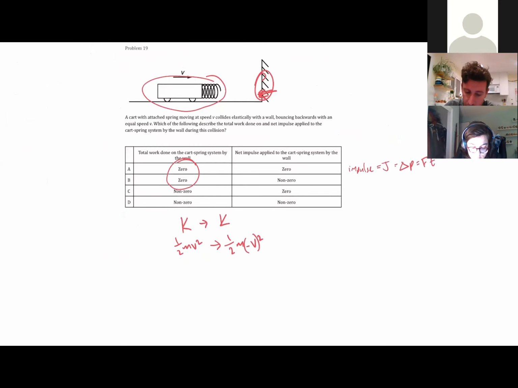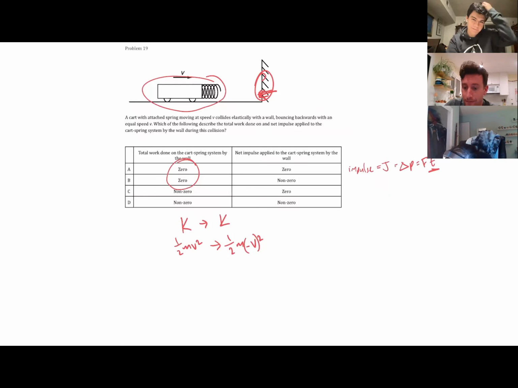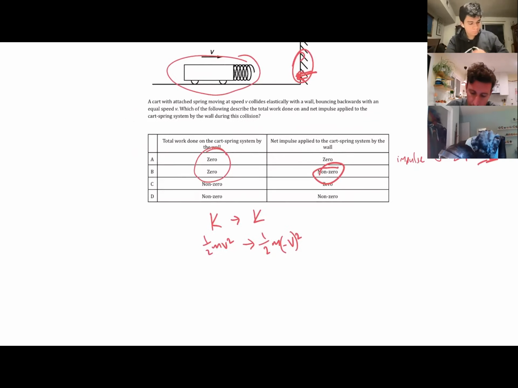Is there a force exerted by the wall on the cart? Yes. Is it exerted for a certain period of time? Yes. So it's non-zero, right? It is non-zero. So there is a force, there is a time. I would argue that that is a non-zero impulse, but a 0 work for part B.